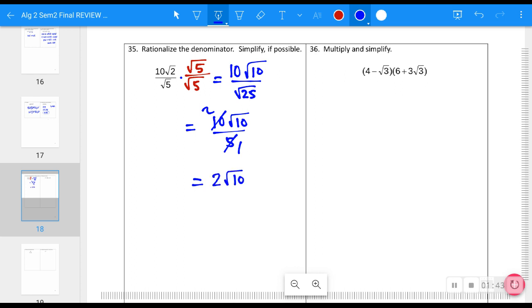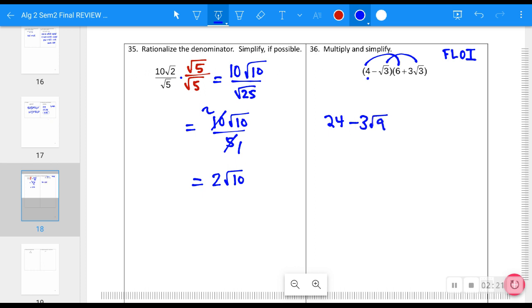Now, to check this, you simply type the original problem and type your final answer. If they disagree, that's a bad sign. You've done something wrong. All right, on number 36, we're multiplying two expressions that contain radicals. We have a binomial times a binomial, so we're going to use FOIL, although I suggest instead using a slightly altered order of those: first, last, outer, inner. So let's start with first times first, which is 24. Last times last, which is negative 3 root 9.